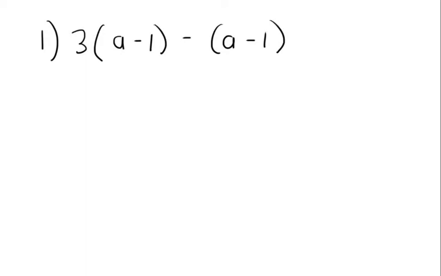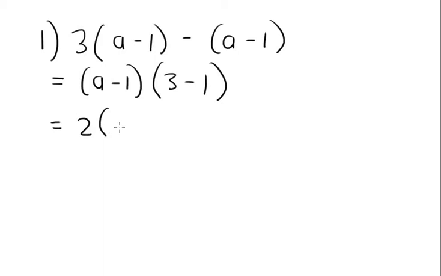So the first one is interesting in that there's no number there. But what we know in terms of algebraic language is that there's an invisible 1 over there. So now if we have a look, we can see that our highest common factor is a minus 1 in terms of the brackets over there. And then we've got 3 minus the invisible 1. And so we're going to take the number to the front. So 3 minus 1 is 2 multiplied by a minus 1. So that is the answer for the first one.